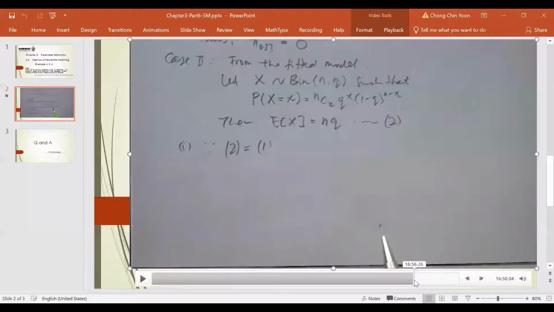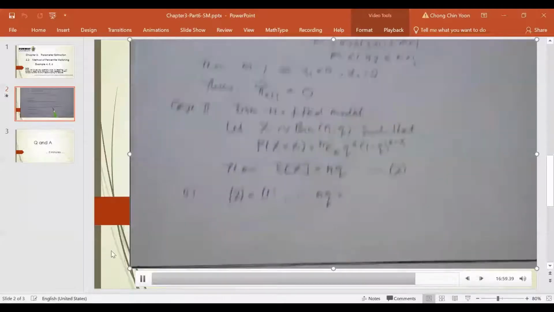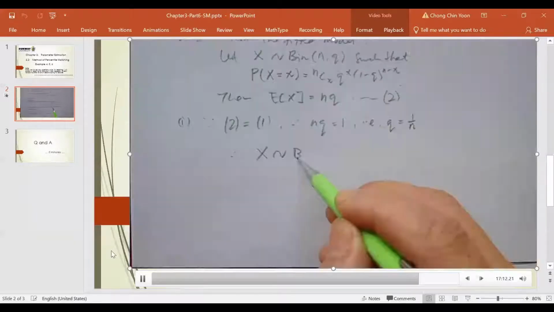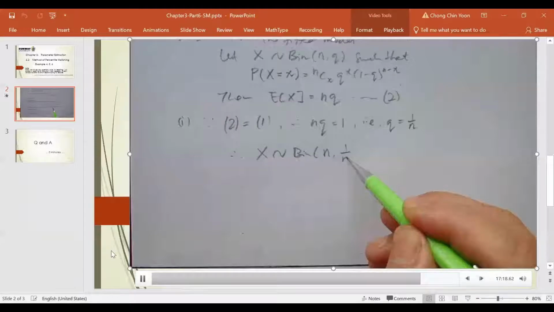Let's carry on. nq equals 1, that is, q equals 1 divided by n. Or we say that X is binomially distributed with the parameters n and the probability of success, which is 1 over n. Part 2.